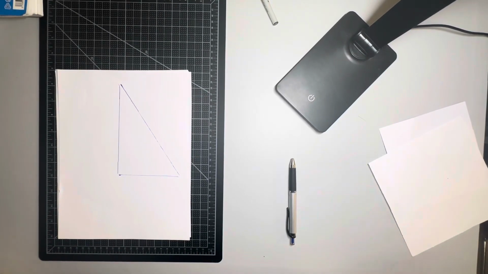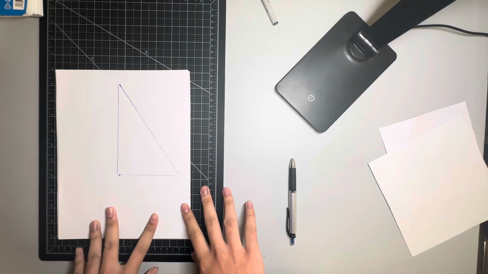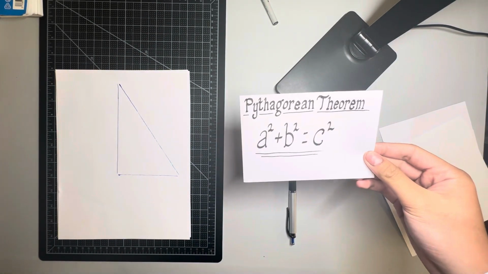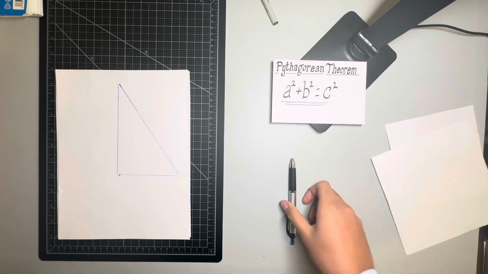Hello, today we are going to be proving the Pythagorean theorem. Now, what is the Pythagorean theorem? Well, it involves a triangle, a right triangle. You've probably heard it before. It's a squared plus b squared equals c squared. That's right. I'm going to put it right there so you remember.